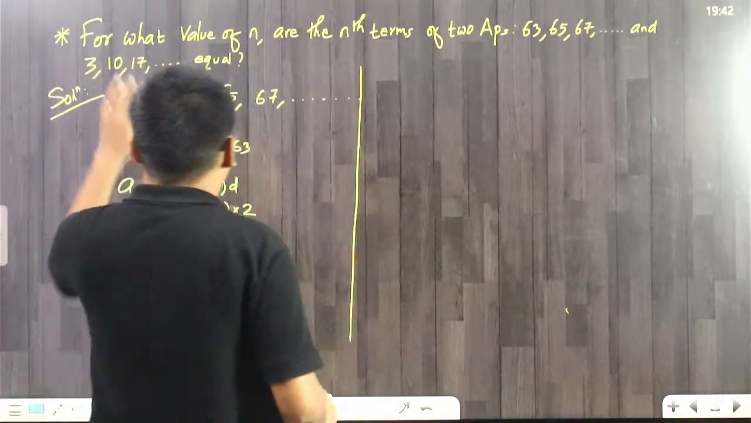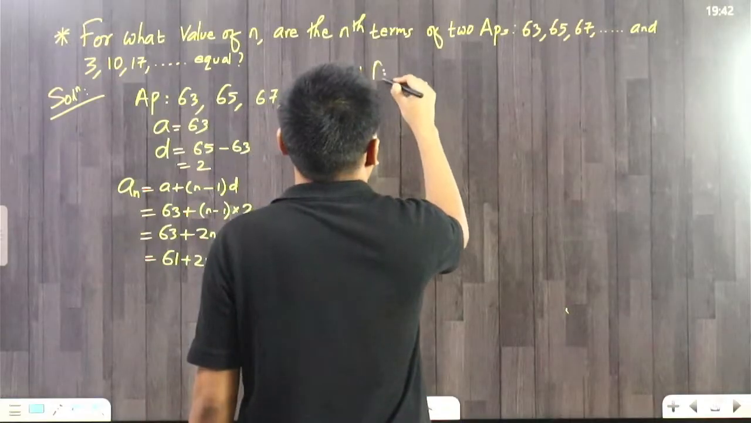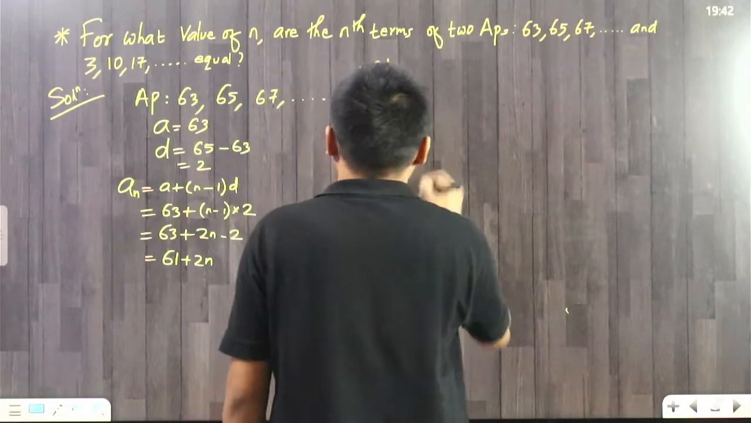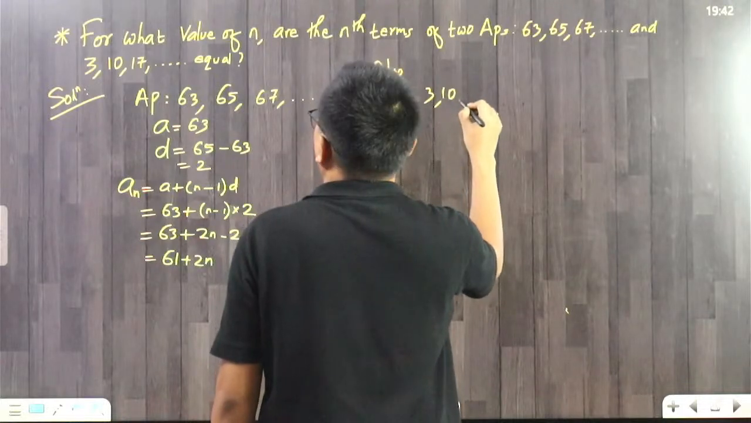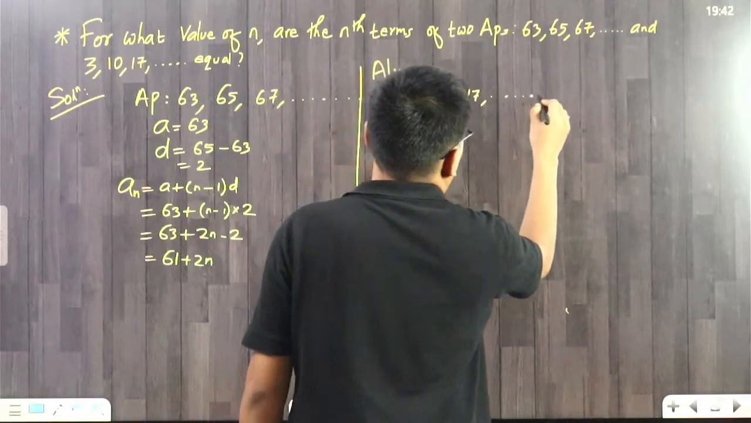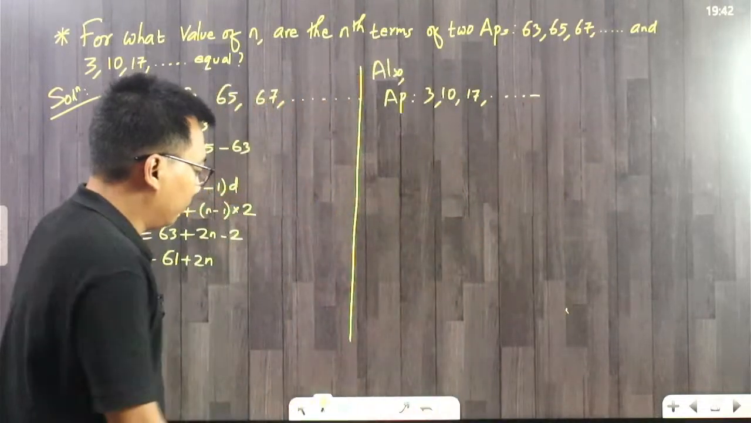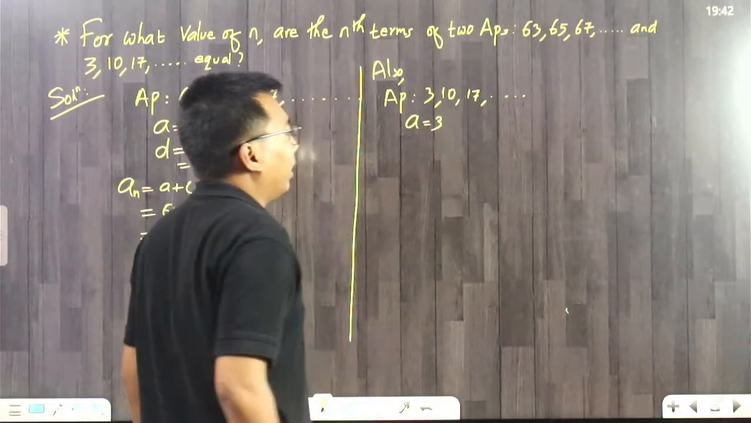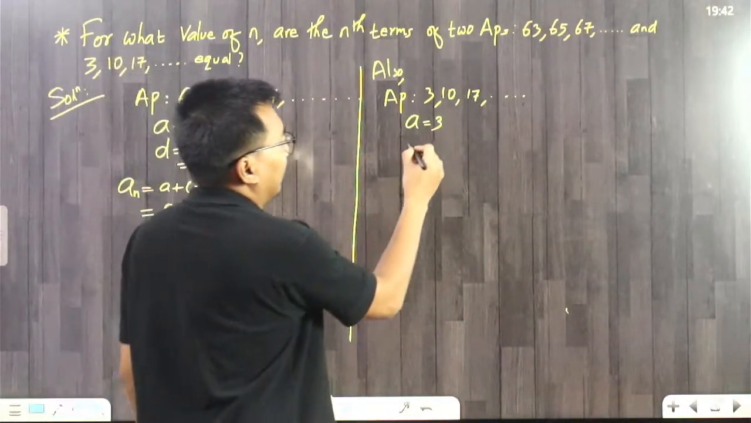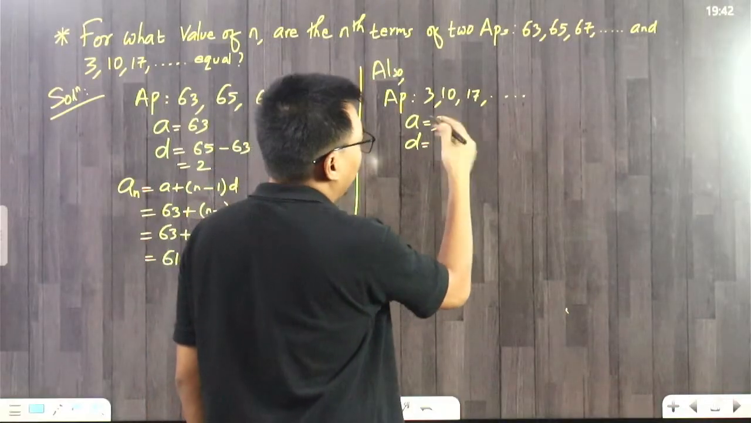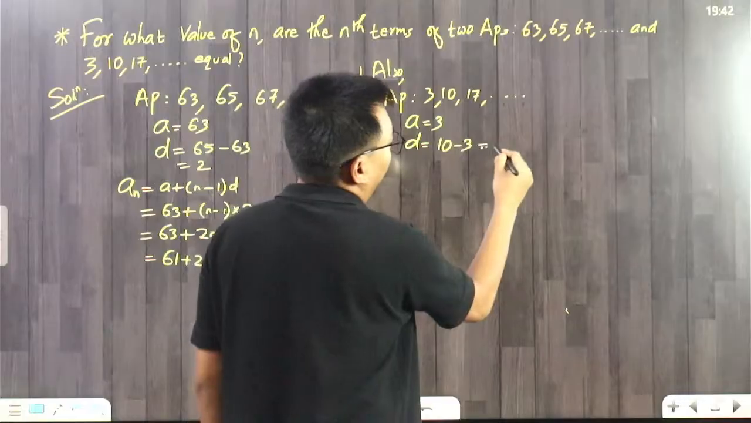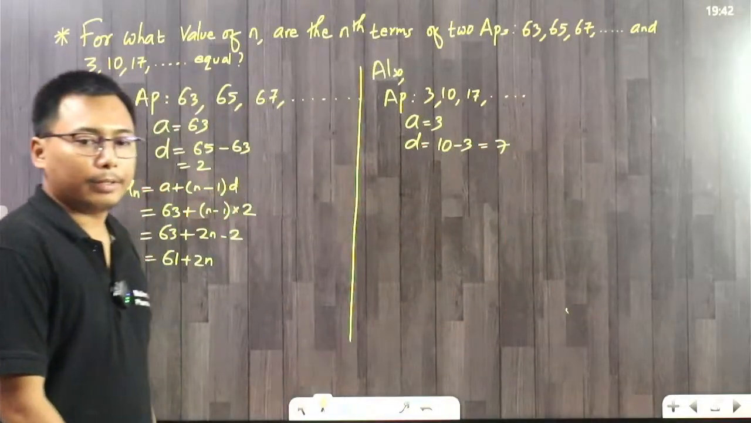Now we have another AP: 3, 10, 17, and so on. What is the first term here? 3. The common difference is second term minus first term, which will be 10 minus 3, which is 7.